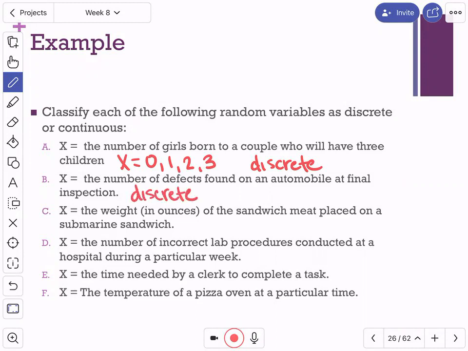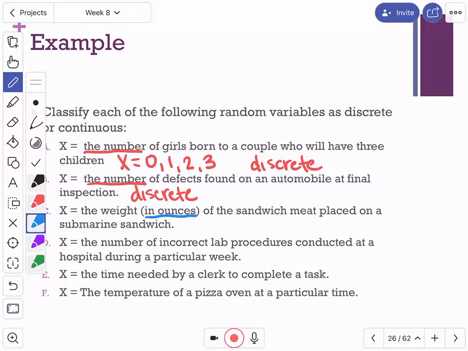And look at what both these have said so far. It says the number, right? And then we see that for both those, the number means that it has to be some whole number. It has to be some whole number that I'm talking about, all right? Look at the next one, the weight in ounces of the sandwich meat placed on a submarine sandwich. Key thing here is that I'm telling you to measure something in ounces. That is a unit of measurement.